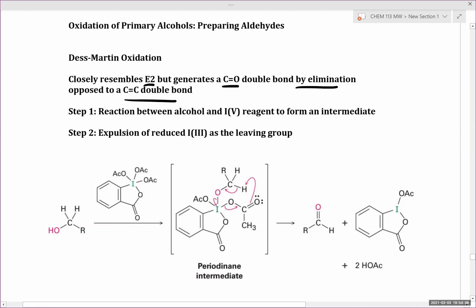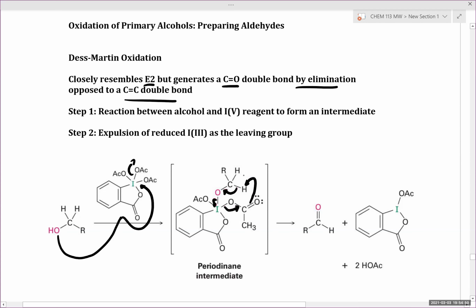Okay, so the first step in the mechanism is our alcohol attacks our hypervalent iodine and we kick out an equivalent of acetate. From there, we have a concerted process where an equivalent of hydride is pulled off, and we in turn end up donating 2 electrons into our hypervalent iodine atom.